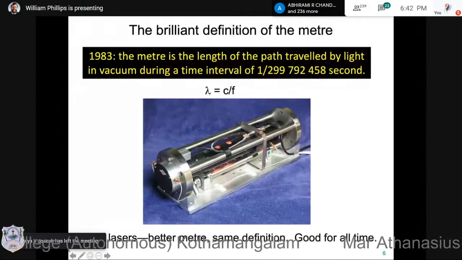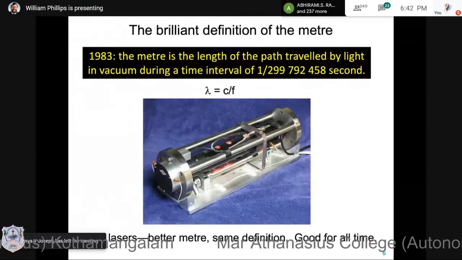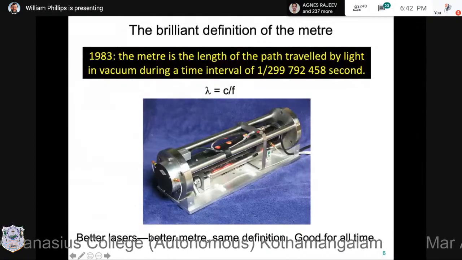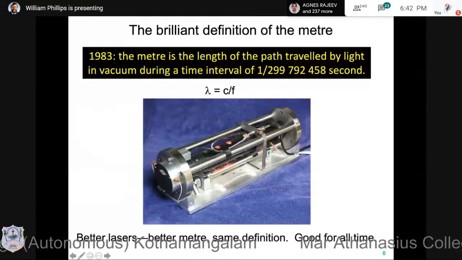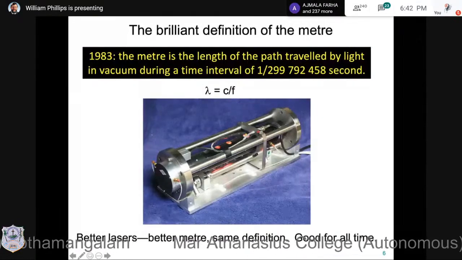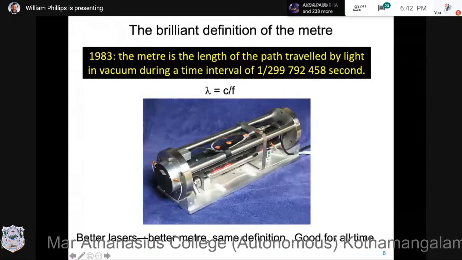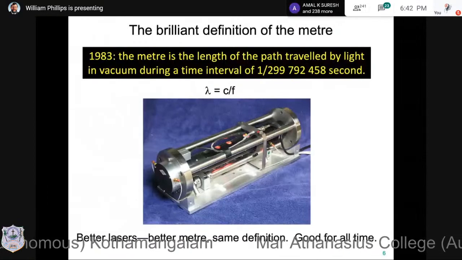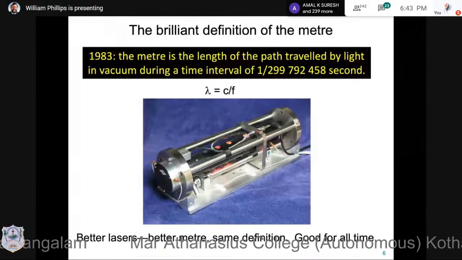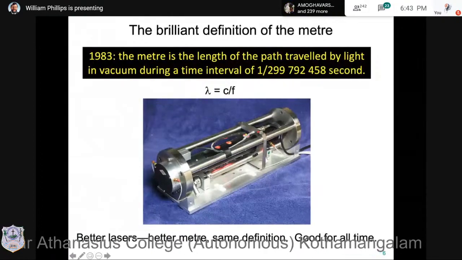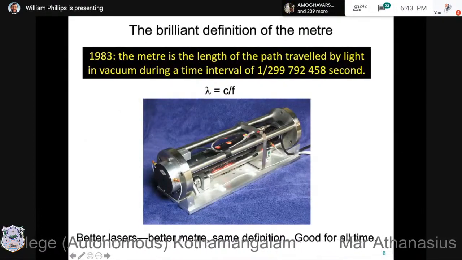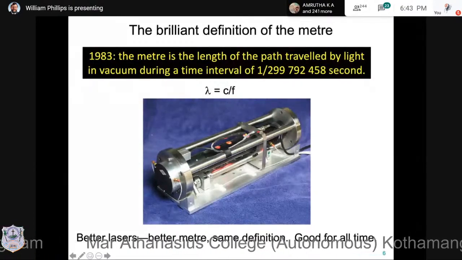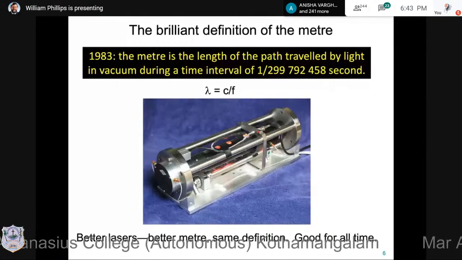So it doesn't matter what laser you use, as long as you can measure its frequency, you have a definition of how long its wavelength is. If someone makes better lasers, if someone improves the method for measuring the frequency of those lasers, the definition is still good. And the ability to use that definition has been made better. And so, if we have better lasers, better techniques, we get a better definition of the meter, but using the same definition. This is getting at the revolutionary dream, something that is good for all time.